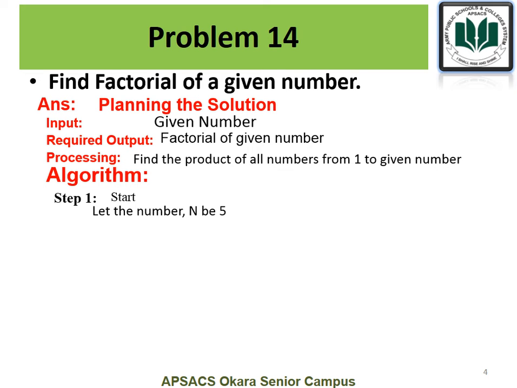So let's come to step number 2. Initialize loop variable k and factorial f to 1. First of all, we will initialize the variables k and f. The first value of k and f will be 1.